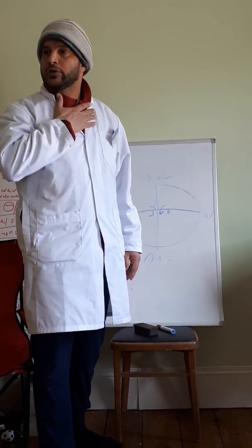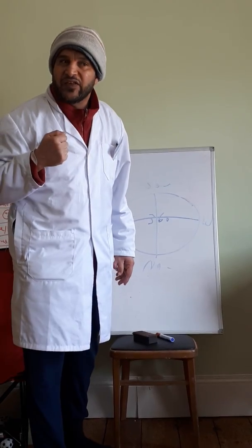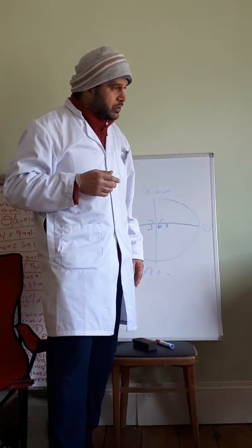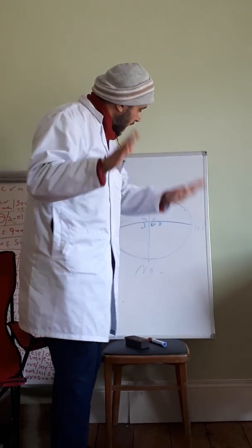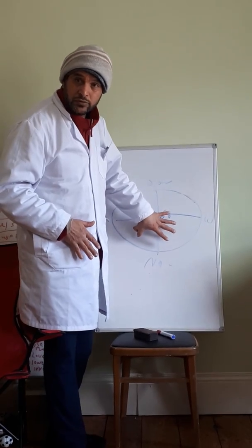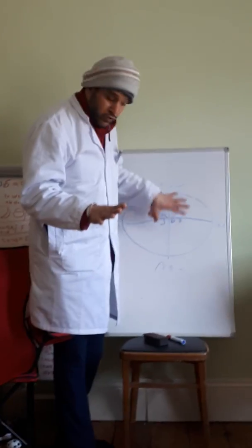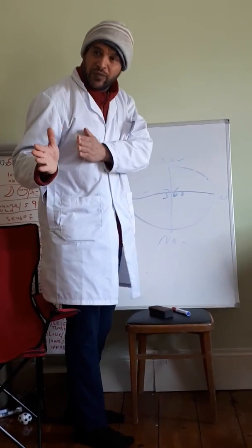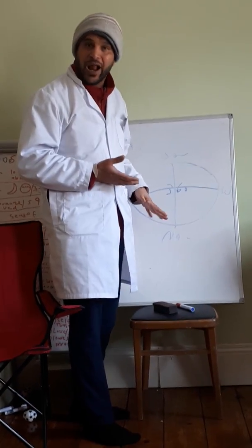And who is the person? You. How many days in the year? 365. Do you understand what I am saying? I will repeat it again. 360. We need to know the year is 365. There are 5 days. Where are they?